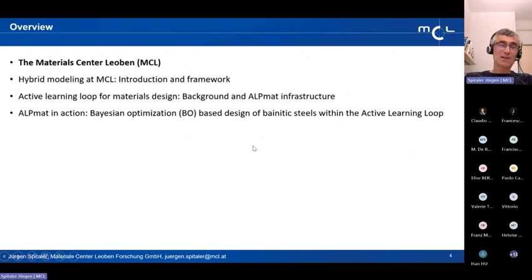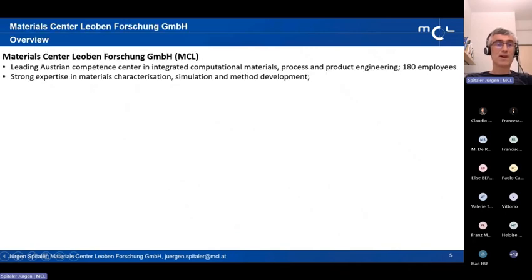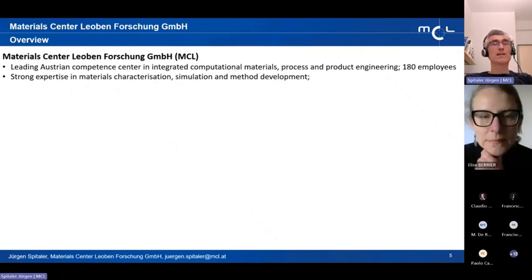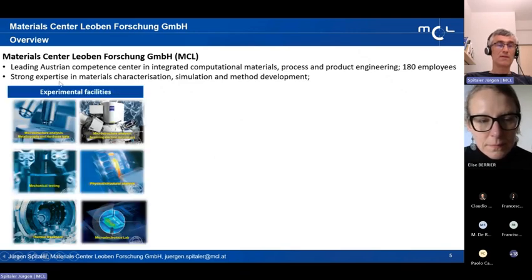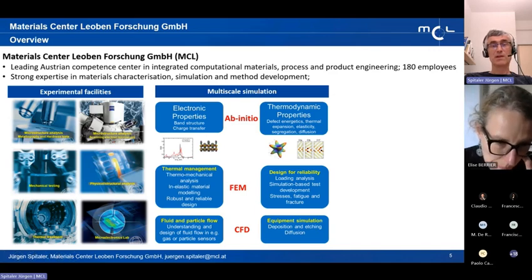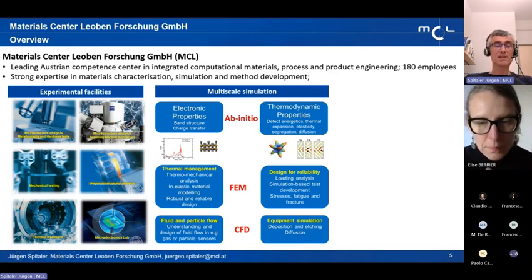Okay, let me start right away by shortly explaining what Material Center Leoben is about. MCL is a competence center for materials, process and product engineering, which is done in an integrated way, combining experiments and simulation in different ways. We have 180 employees. Traditionally, our strong background was materials characterization, but we have a lot of state-of-the-art experimental facilities, for many different scales and properties. We're doing simulation on many different levels, also combining different length scales.